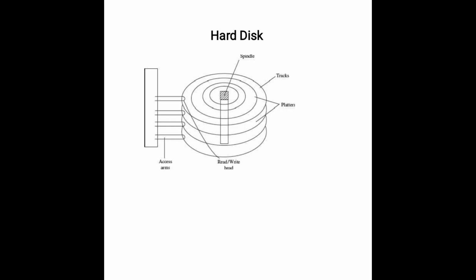This is an example of a hard disk. The center thing is represented as a spindle which can hold the platters. The circle represents the tracks. The accessing arms hold the read or write head.